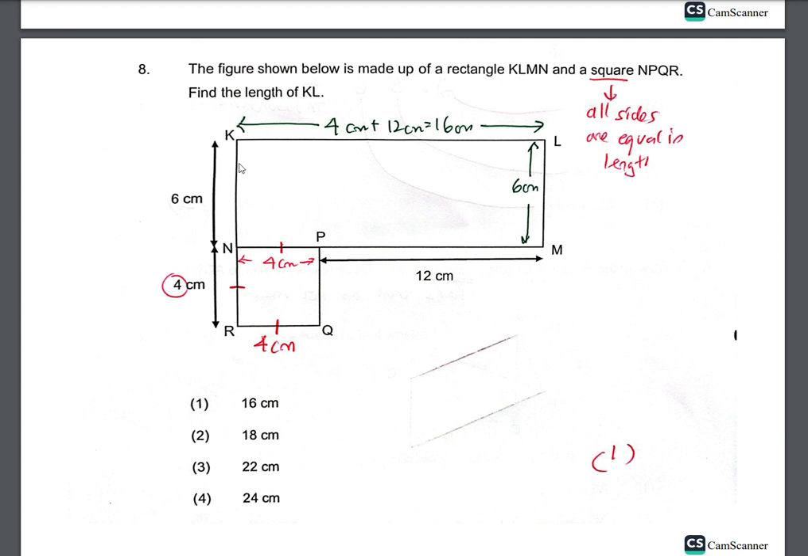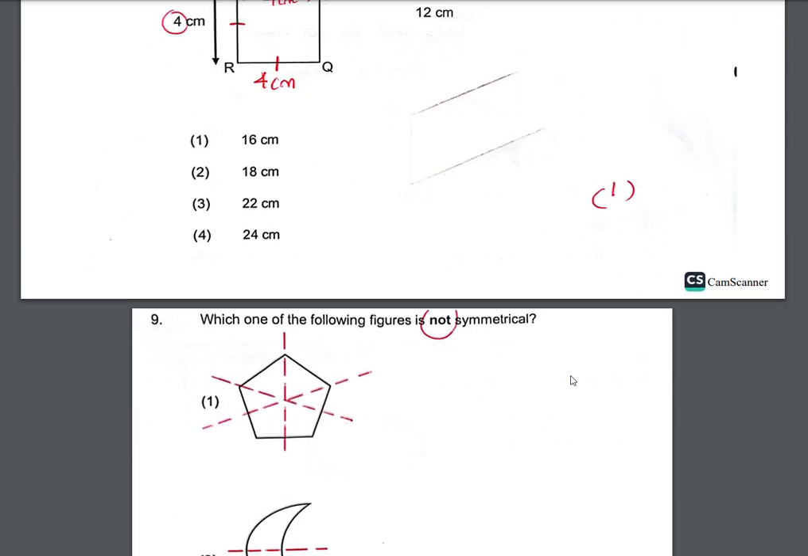Now, what do I mean? This is a rectangle, right? A rectangle has opposite sides having the same length. So if this length, N to M, has a length of 4 plus 12 equals 16 cm, then the opposite length, K to L, is the same, 16 cm. Answer is 1. Now, if you find that I'm too fast, you can always slow me down, or you can always pause, rewind, and go back to the parts that you missed out.